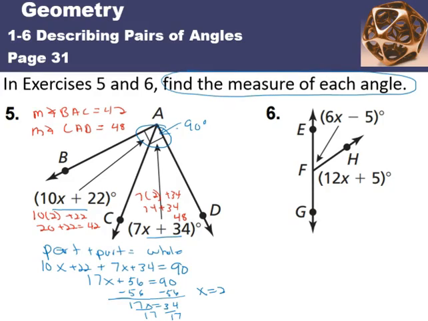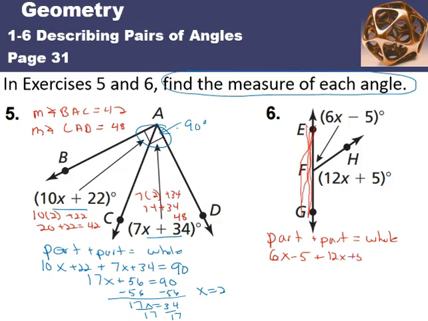Okay, number 6. Again, this is a straight angle. So that means that they're supplementary. It means they add up to 180. So we're still going to do part plus part equals whole. This time the two parts are 6x minus 5 and 12x plus 5. And that's going to equal the whole, and the whole is that straight angle, which is 180.